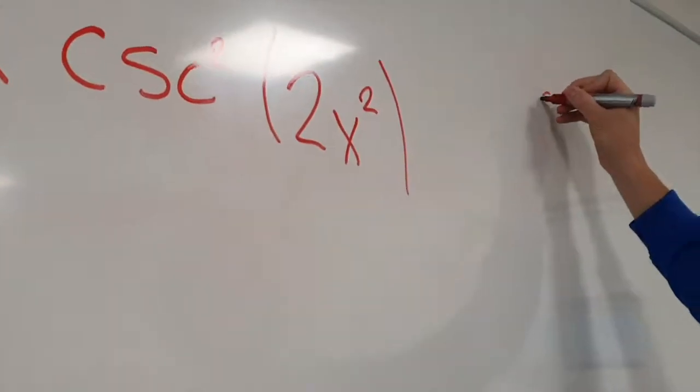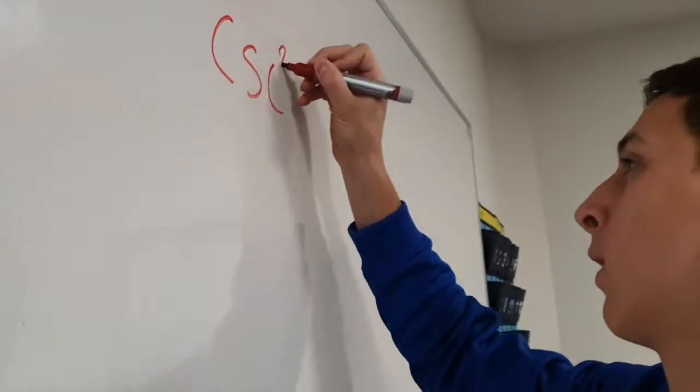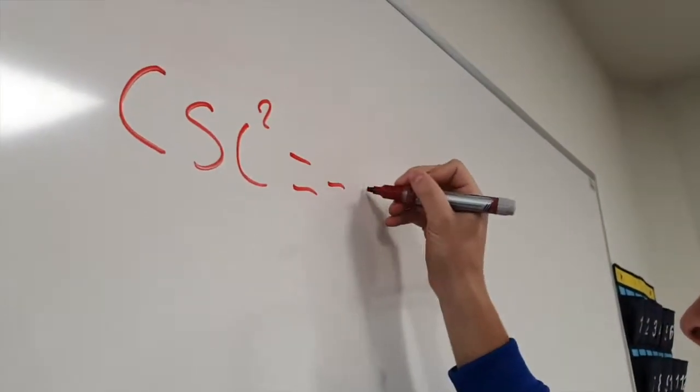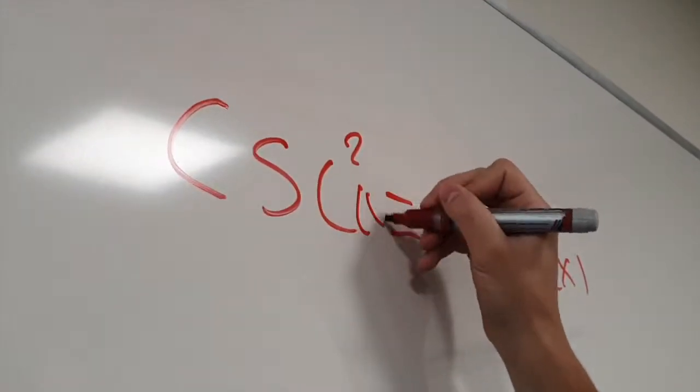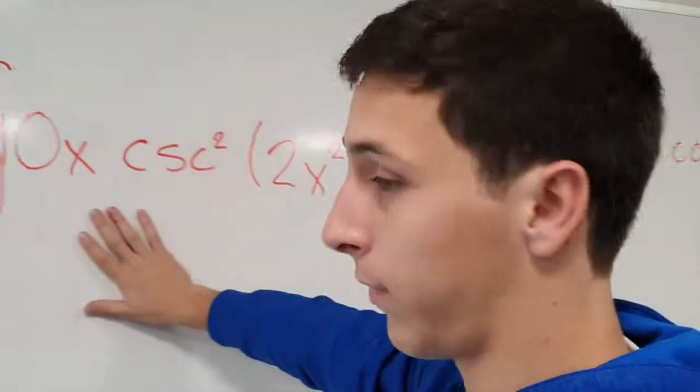The first thing you need to know is that the antiderivative of cosecant squared is equal to negative cotangent of the x. So here you put an x. Okay, so here we have the integral.